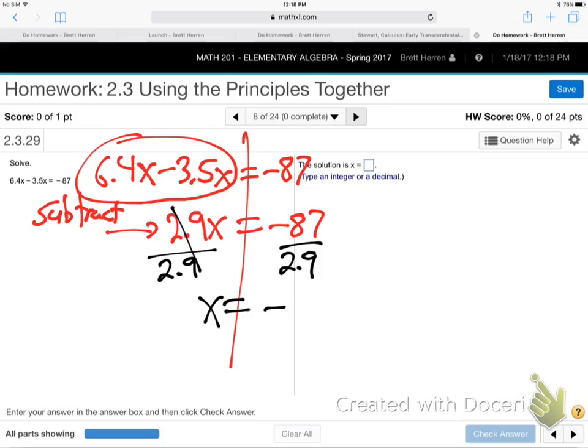So we know it's negative, right? Because there's just one minus sign. What is it? 30. Yeah, just divide in your calculator. 87 divided by 2.9, 30. Good on that? Negative 30, I mean. Negative 30. All right.